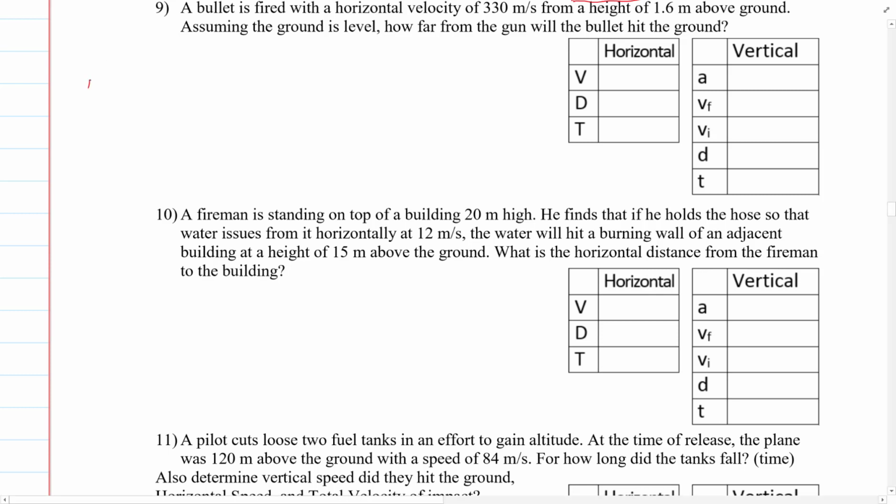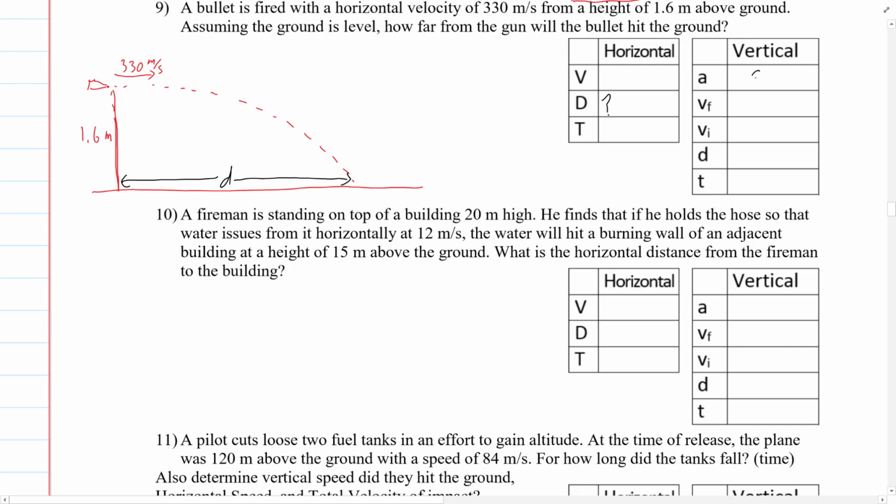So we have a bullet, and it's been fired. And bullets fall due to gravity. It's a projectile. So the height that it's launched at is 1.6 meters, and it's launched horizontally. It's given an initial speed of 330 meters per second. We want to know how far it will hit the ground, how far from the gun? Okay, we'll just do the horizontal distance. That's what it's asking for.